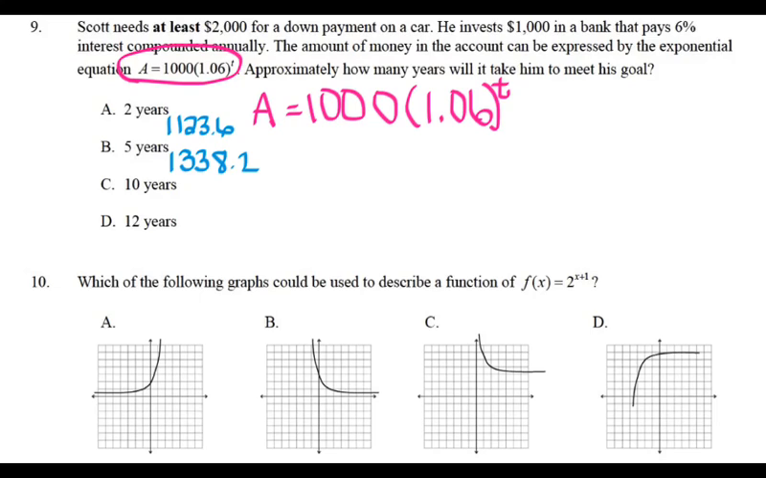Let's try 10. That gives me 1,790.8. Getting warmer, but still not quite there. So obviously the answer has to be 12, but let's double check it anyway. So that's 2,000. 12 gives 2,012.2, which is at least 2,000, so your answer is going to be D.